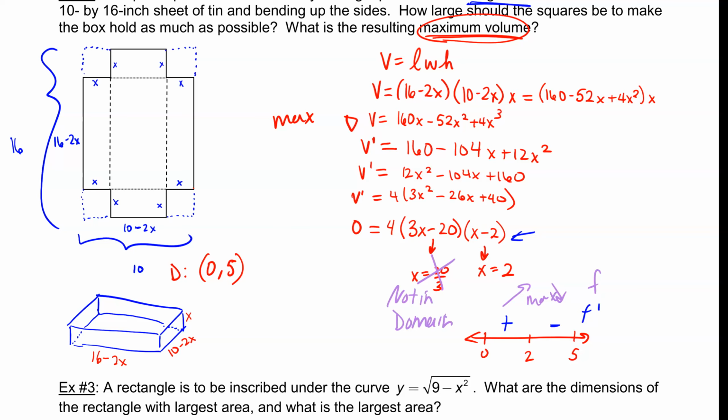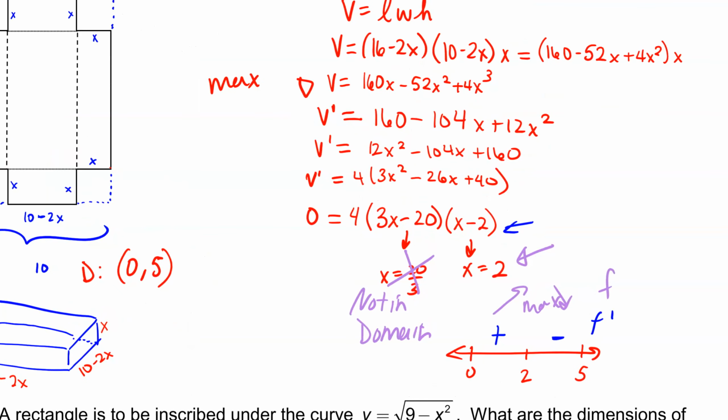So the squares we're cutting out of the tin should be 2 inches by 2 inches. That's what this is saying right here, where we found x equals 2. That told us how far in we should cut. So these little squares we're cutting away from our sheet of tin have to be 2 inches by 2 inches.